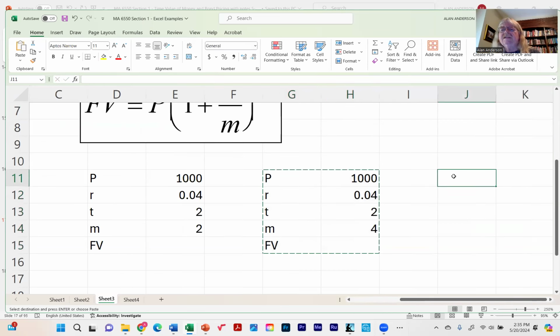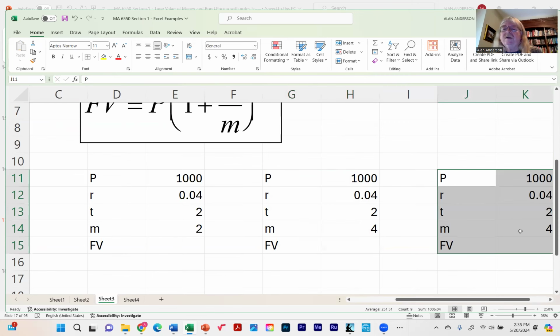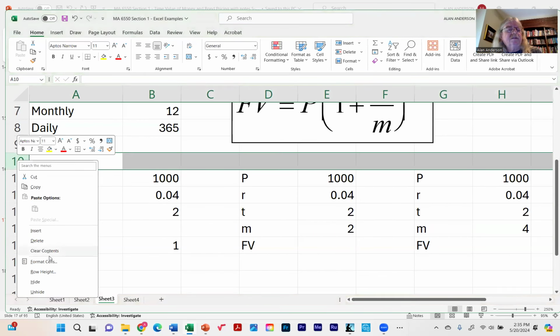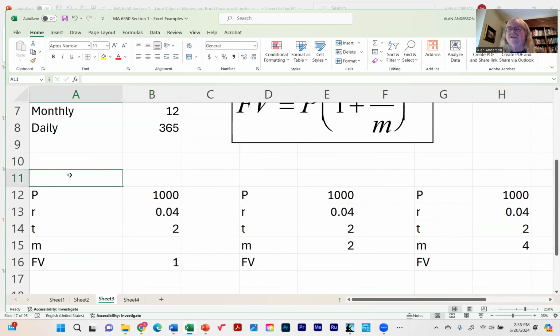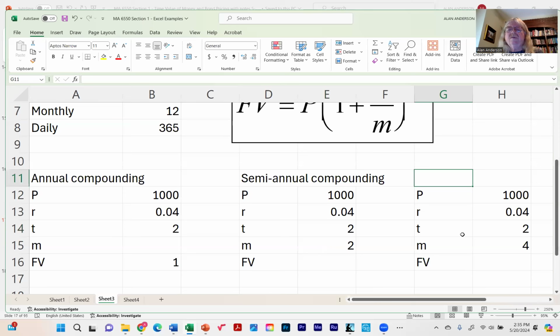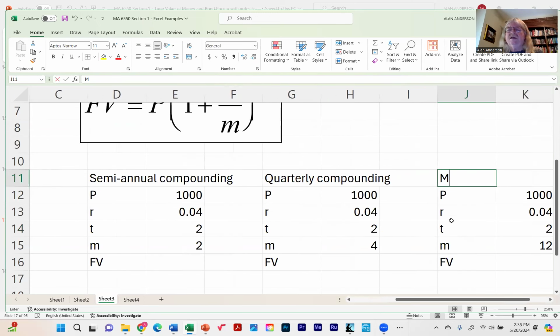It's not just algebra we're looking for here. We want to understand what's happening. I'll label these as well, so later on, when you're looking at this, you won't say, what is going on here? All right, so then we have quarterly. And then we have monthly compound.